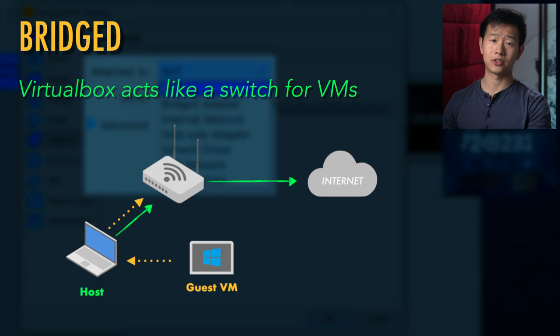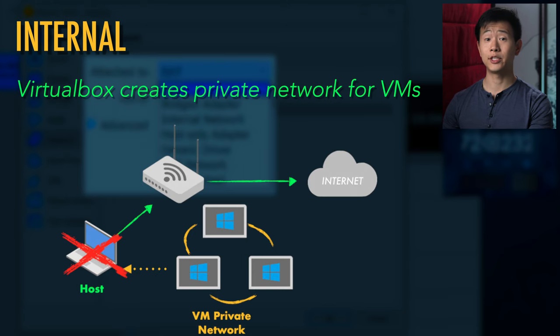If you want other computers on the network to see and communicate directly with your VM without port forwarding, use Bridged. Internal network lets you build a private network between multiple VMs you're running, so you can make a virtualized home lab to play around with. This network can't talk to the host computer or outside world though.